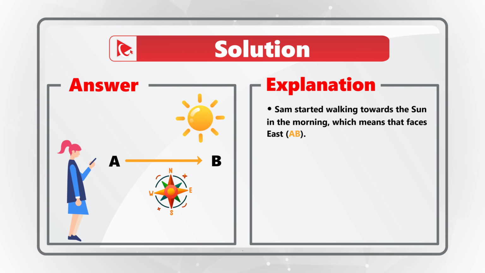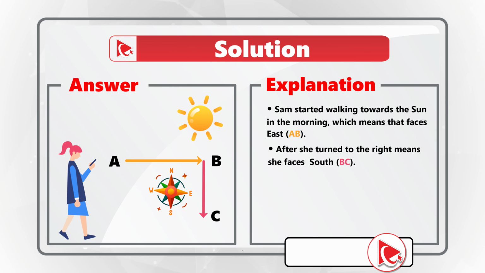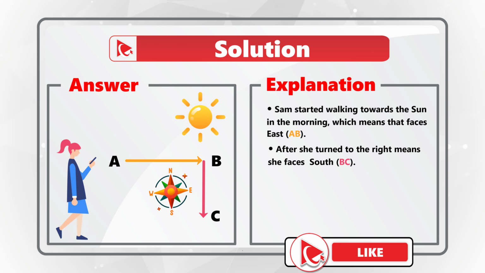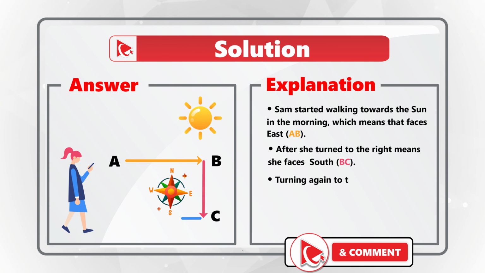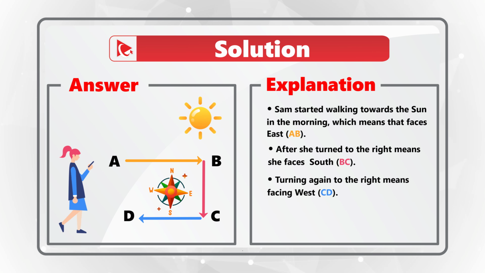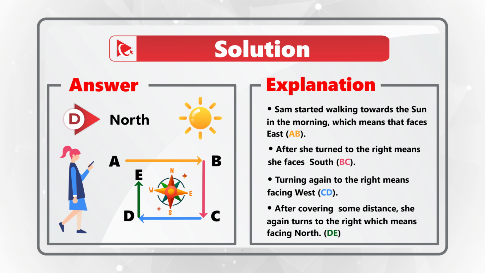the east. After Sam turned to the right, it means that she faces south now. If her first direction is shown by the ray AB, after she turns right, it's shown by the ray BC. Turning again to the right means that now Sam is facing west, which is displayed by the ray CD. And then the last but not the least turn, after Sam covers more distance, she again turns to the right, which means that now she is facing north, which is shown by the ray DE. So the correct answer here is choice D, north. Hopefully you've nailed this question and now know how to answer similar problems on the test.